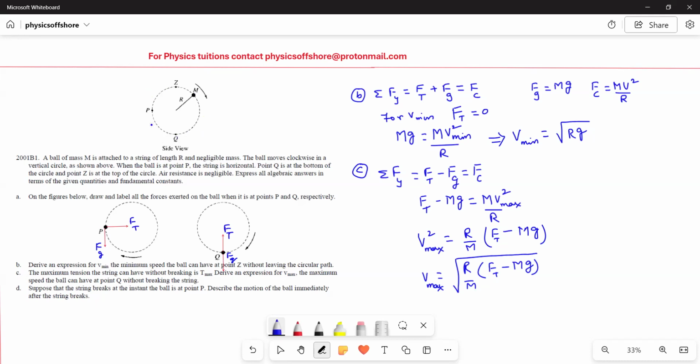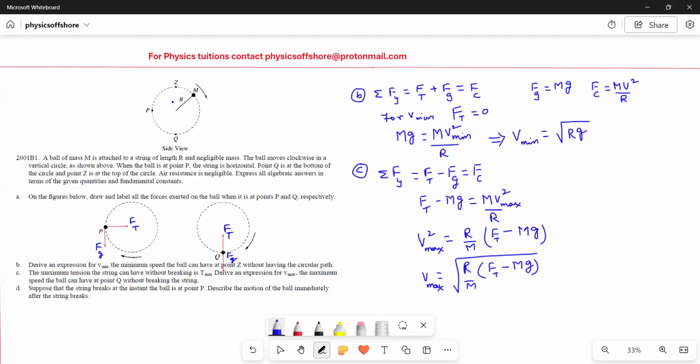Since the question is in uniform circular motion, the forces are always directed towards the center. Here, the tension force is directed towards the center. When we consider the point Z, the forces acting are the tension towards the center, and gravity also acting downwards, which is also towards the center. For the ball to negotiate the circle, a centripetal force is required. Here, the tension and the gravity provide the required centripetal force. Therefore, the sum of these two forces is equal to the centripetal force.